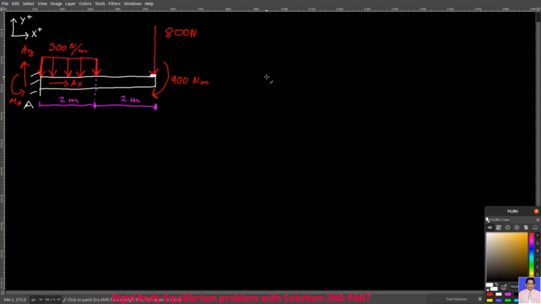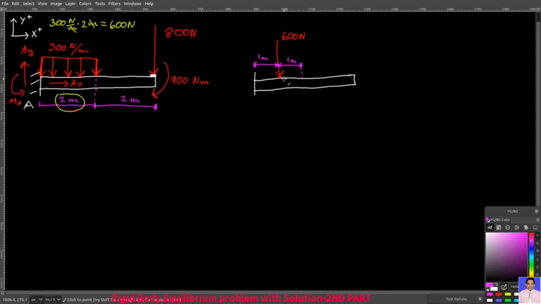The first thing that we can do is to replace this distributed load, 300 newtons over meter, by an equivalent point force. And you already know how to do it from the previous course. You have 300 newtons over meter times 2 meters. The meters get cancelled out. You will have 600 newtons. And since the distribution is uniform, you need to put this 600 Newton point force in the middle of that distribution. And then this is your 800 Newton force.